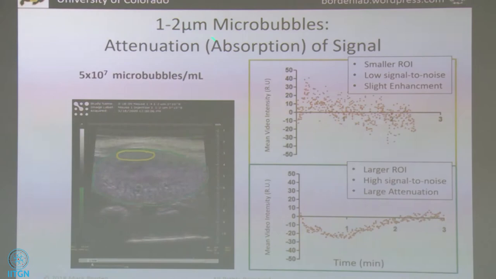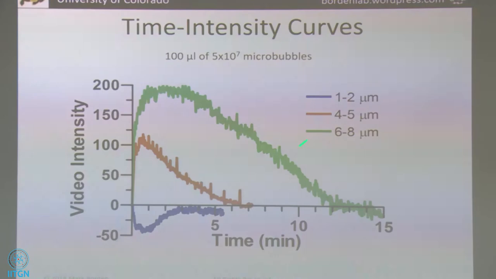But if you look at the time intensity plots for the other agents, 4 to 5 microns and 6 to 8 microns, you get a nice increase in video intensity. The 4 to 5 micron bubbles last longer than the 1 to 2s, and the 6 to 8s last longer than the 4 to 5s. So bigger bubbles are circulating longer and providing more contrast. Remember that issue I talked about, signal to noise ratio? It turns out that our polydispersed bubbles mainly comprise 1 to 2 microns. That's the bulk. If you remember when we did the Coulter counter, sub-2 microns was where the big peak was. So it turns out that these bigger bubbles are much better, at least at this frequency.